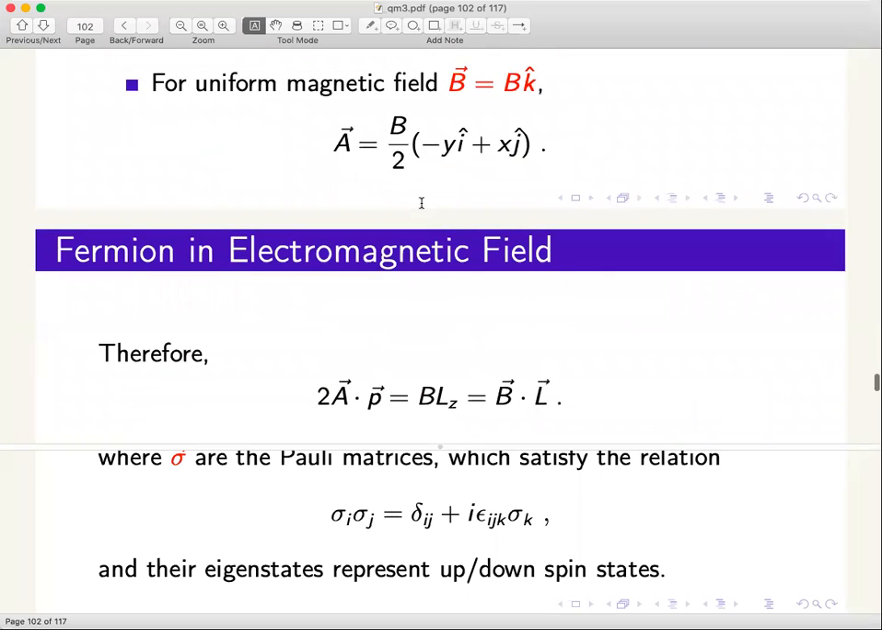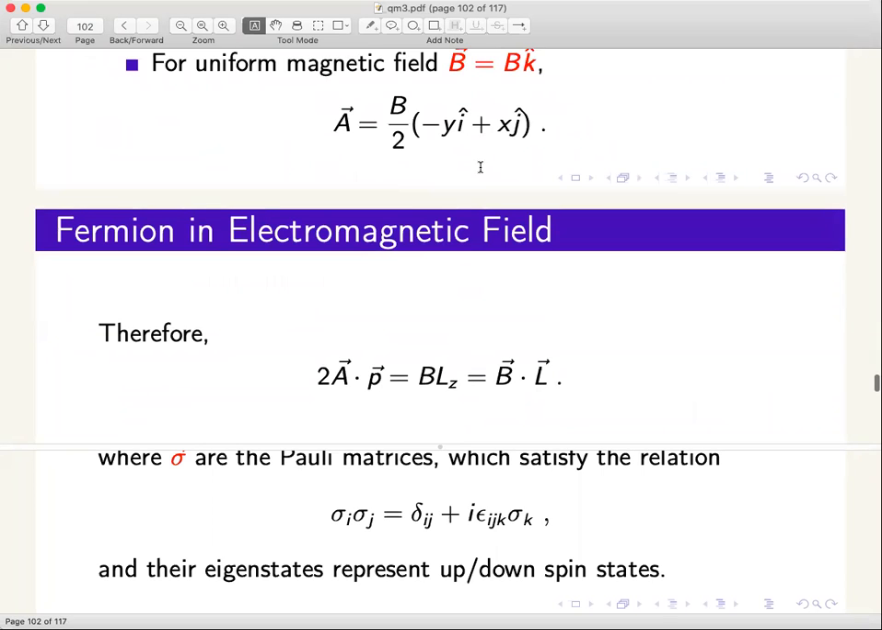But if you really want to check, the dot product will tell you that x times py minus y times px is the expression that you will get. But x times py minus y times px is exactly the form of Lz. Since B is in the z direction, Bz Lz is the only single component that you get, simply because you are choosing a specific direction for the magnetic field. If you choose the direction to be arbitrary, then of course you get the answer to be B dot L.